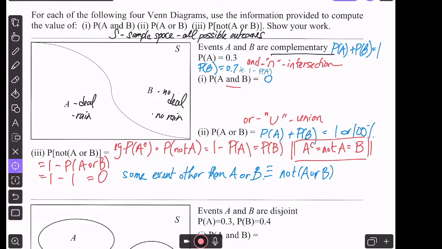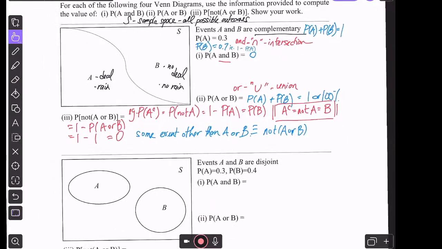The chance of them happening at the same time does not exist. It's 0. And the chance of anything else happening does not exist. It's 0. Okay? So I could have done all of this without knowing the probability of B. Even though I calculated it here, I didn't even need it. Okay, so that's complementary events.